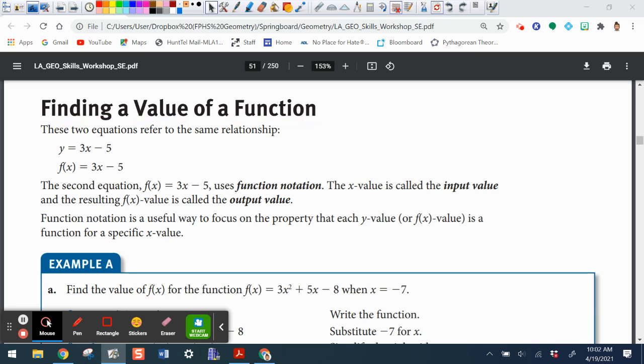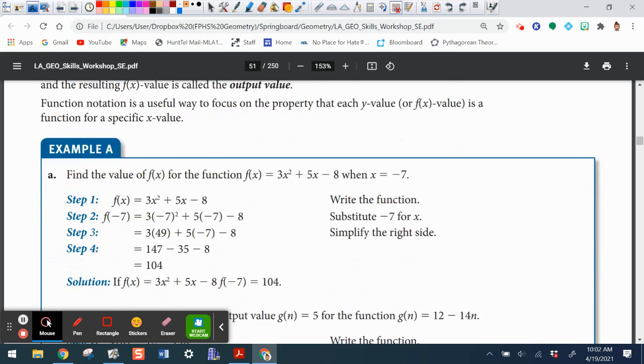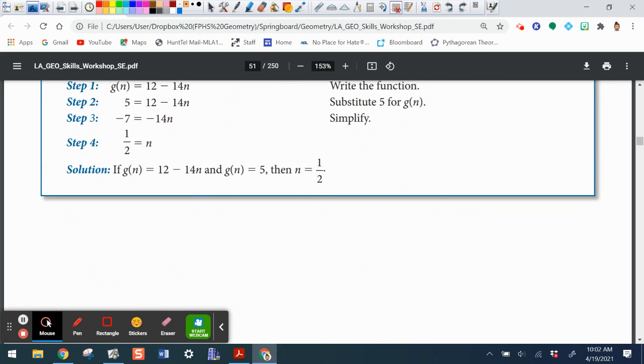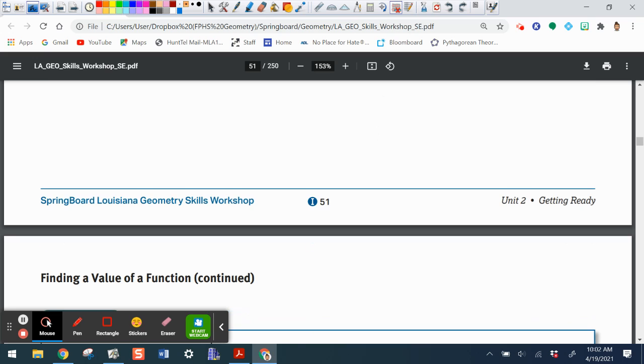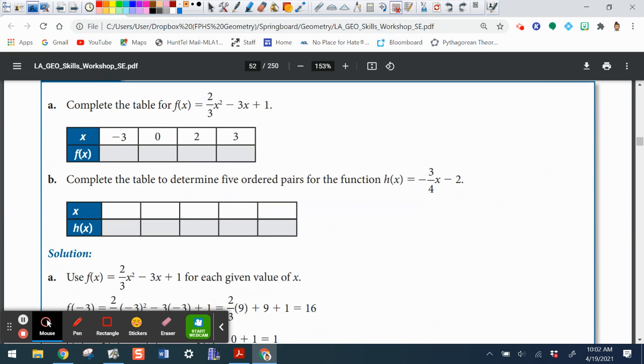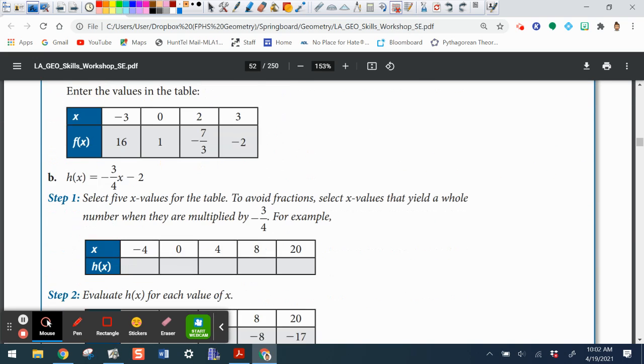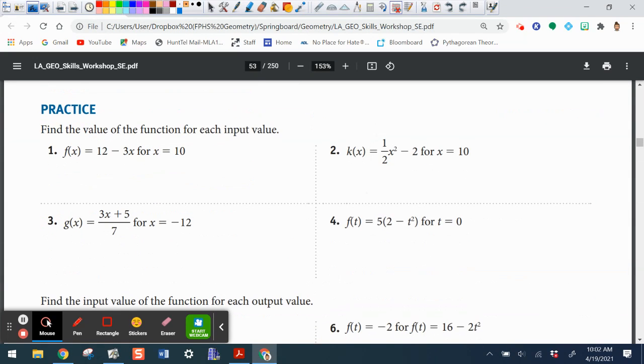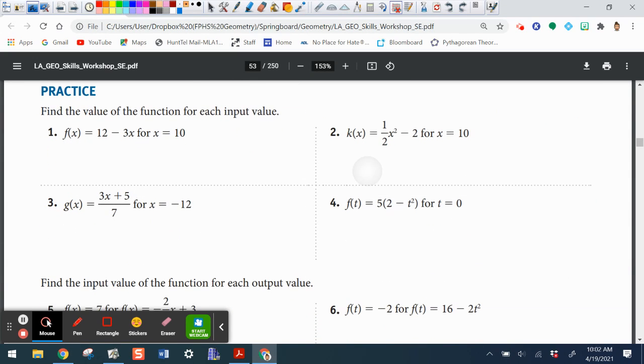So feel free to read through the text on this page for examples. Of course, the whole point of this video is that I can work through the practice with you. So we're going to just scroll along past the function tables all the way to the practice. So let's take a look.